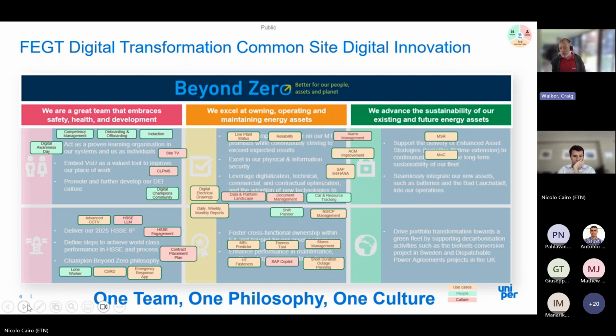And as you can see, we've got gaps on the right, where we're talking about moving into the green world and decarbonisation of Uniper, where, not surprisingly, we've got fewer digital solutions heading that way at the existing assets moving forward.